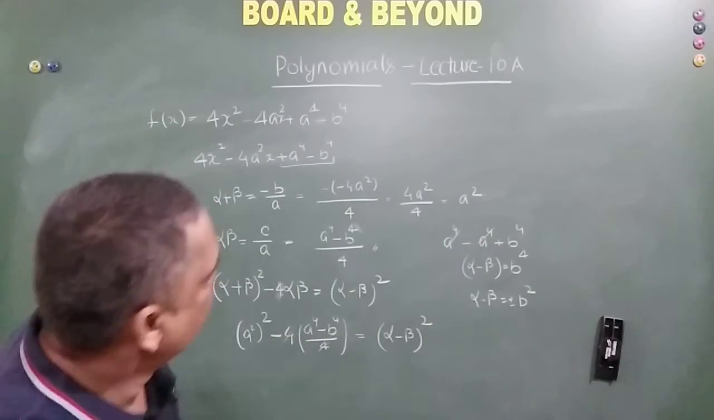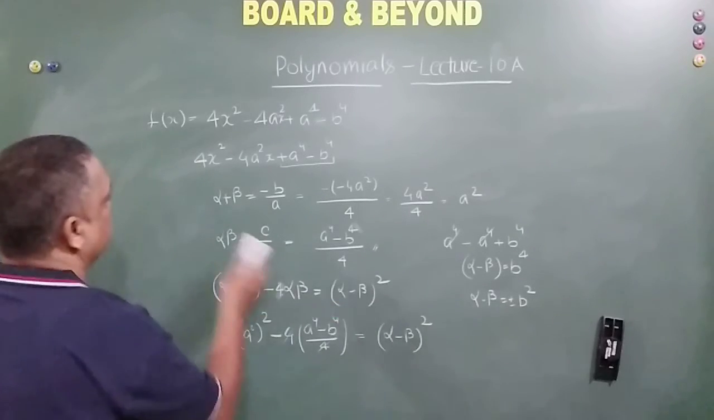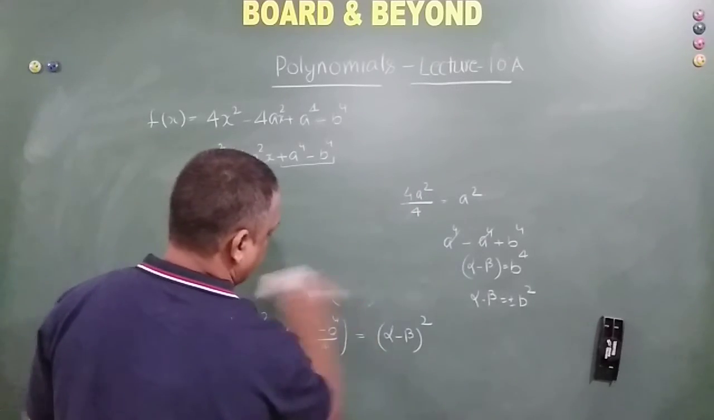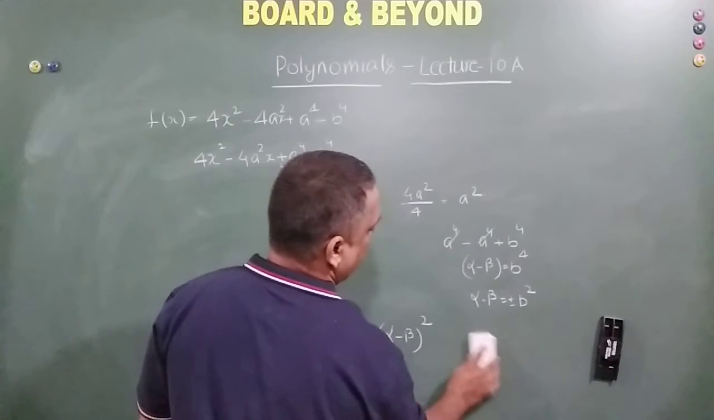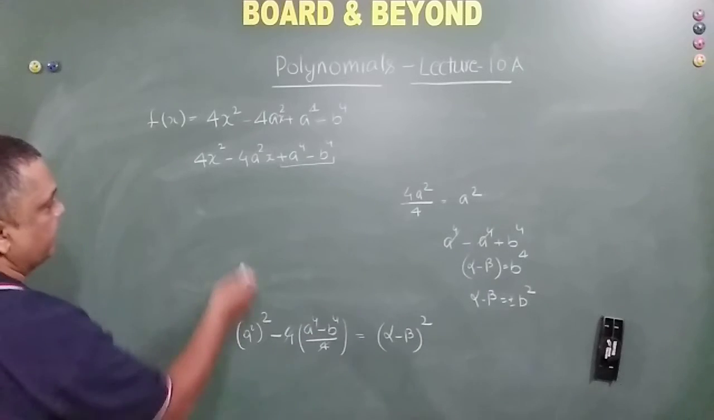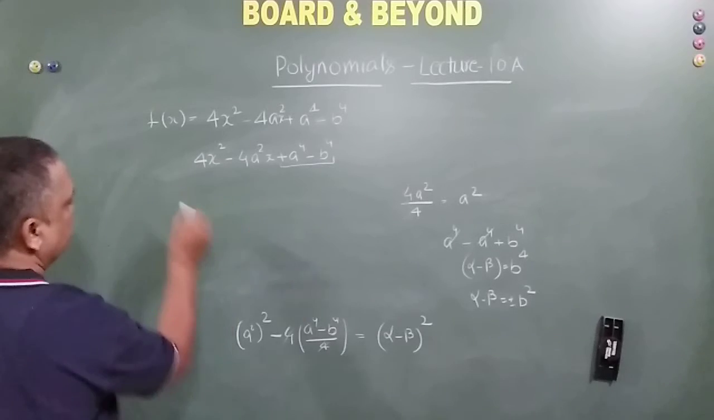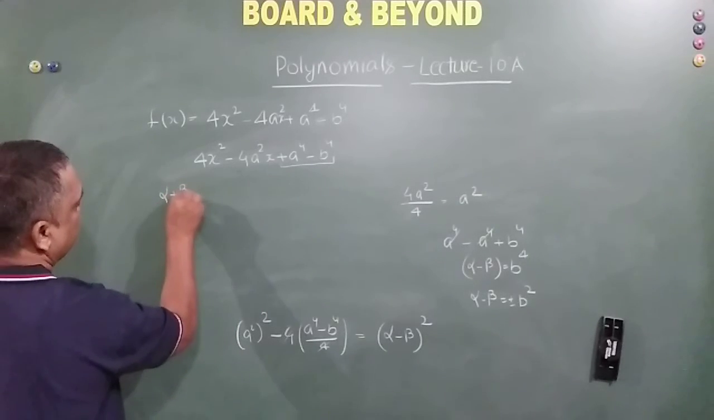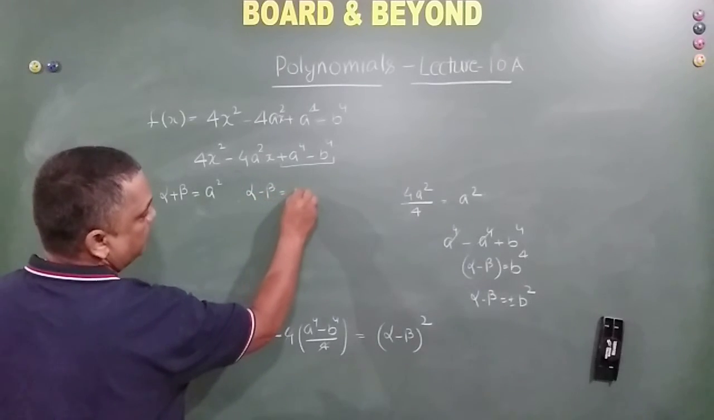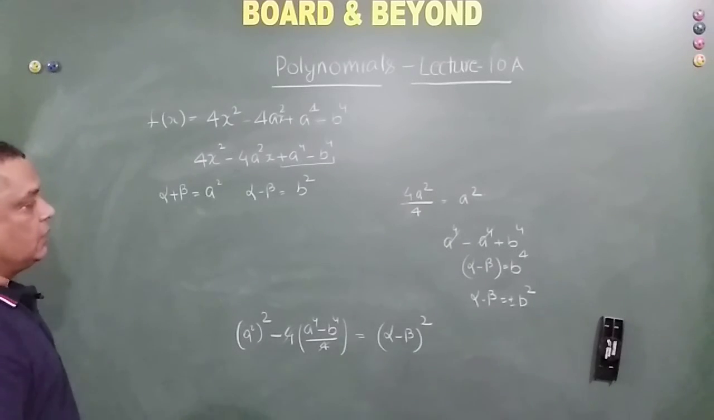So we'll again move forward. We know alpha plus beta now, we know alpha minus beta now, right? Okay, so we will try solving for that. So alpha plus beta was how much? A square, right? So alpha plus beta is equal to a square. Alpha minus beta is equal to, let's take b square.